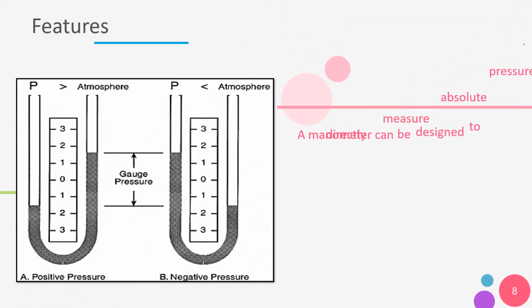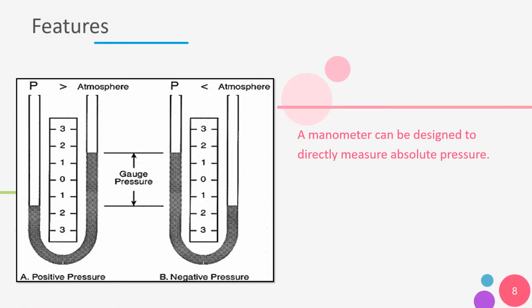So, features of our U-tube manometer. A manometer can be designed to directly measure absolute pressure. We have different kinds of pressure, but a manometer can be designed to directly measure absolute pressure. Also, the most common form of this manometer is the conventional mercury barometer. The mercury barometer is used to measure, again, atmospheric pressure.